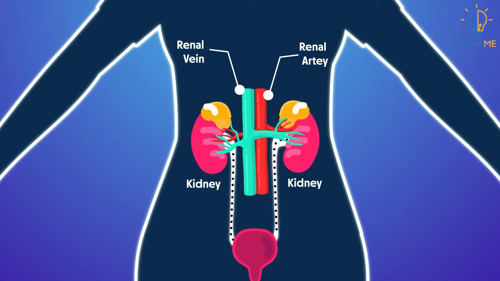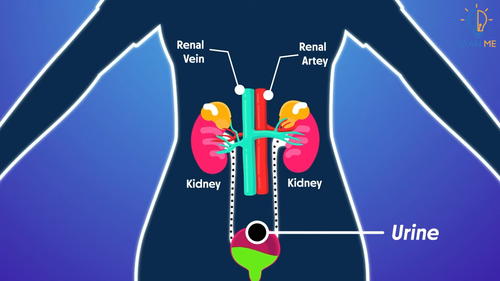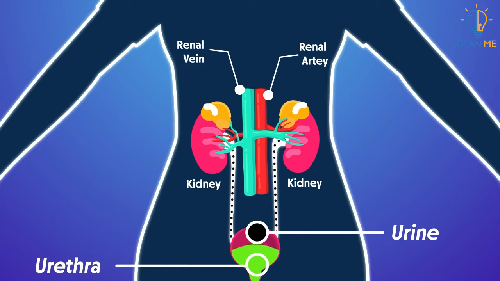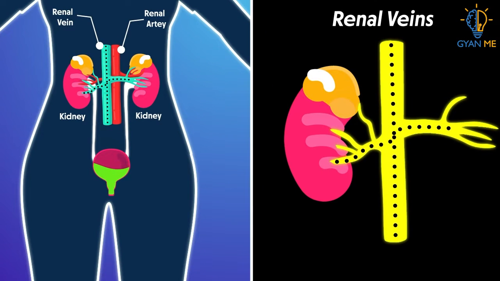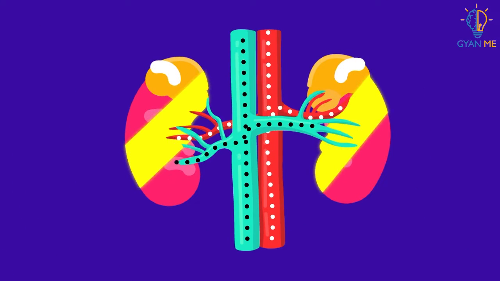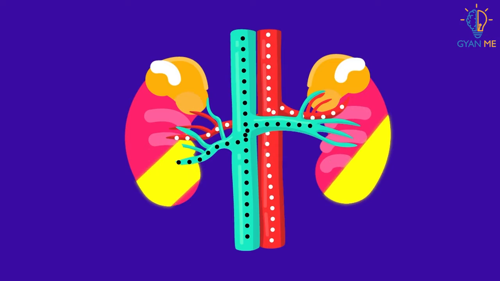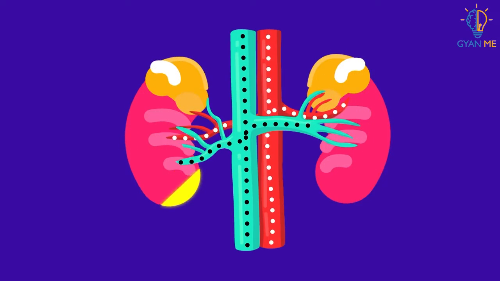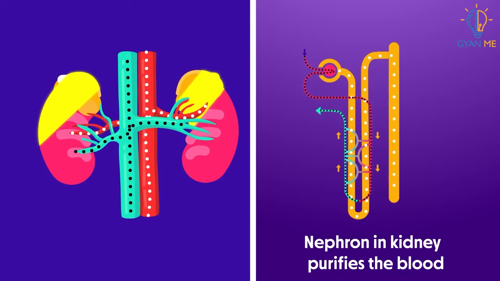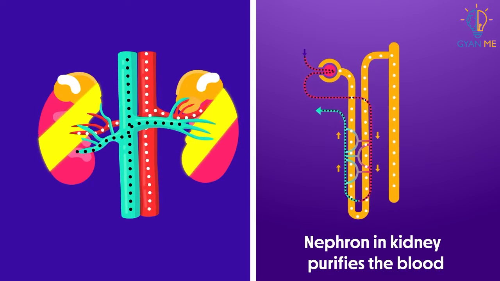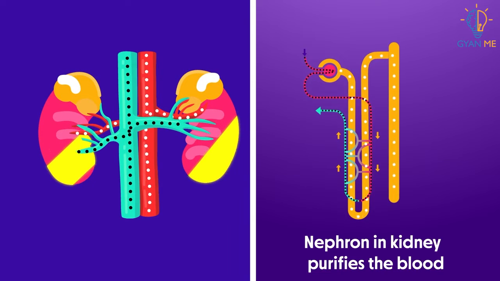Urine is stored in this urinary bladder until the pressure of the expanded bladder leads to the urge to pass it out through the urethra. The filtered blood moves out of the kidneys through the renal veins. Now students, kidneys are vital organs of the excretory system. As you can see, blood gets filtered or purified in kidneys. So these kidneys are vital organs of the human excretory system.